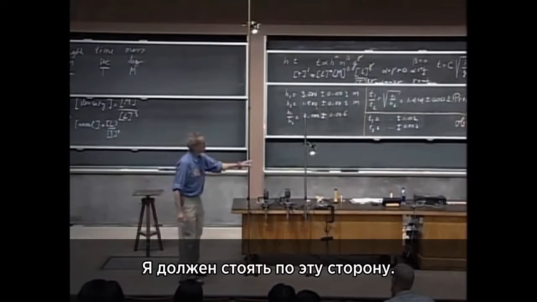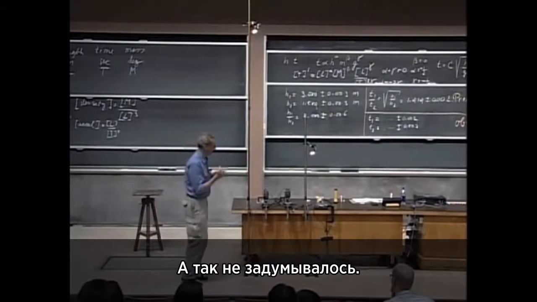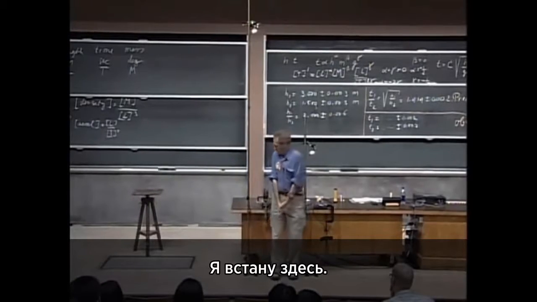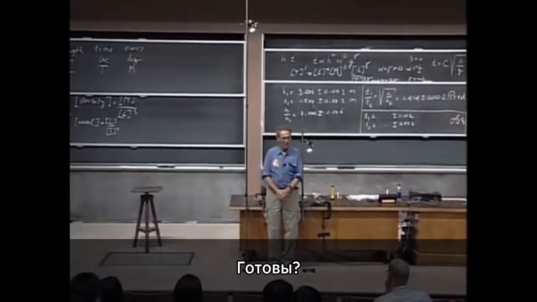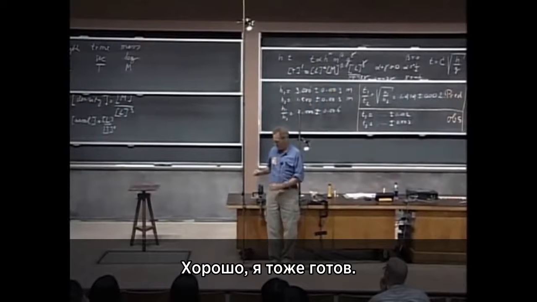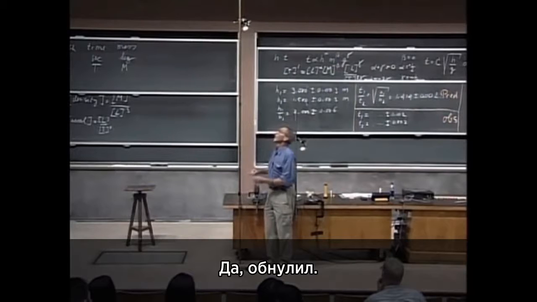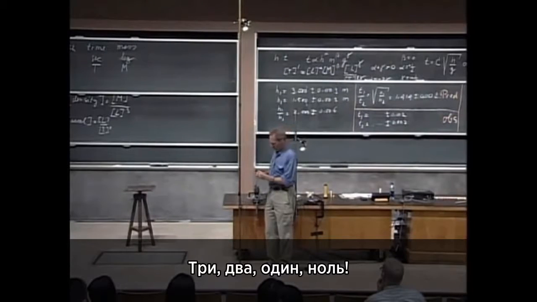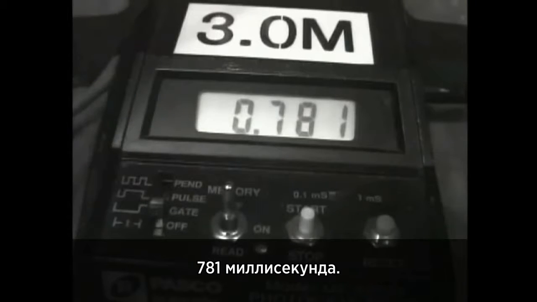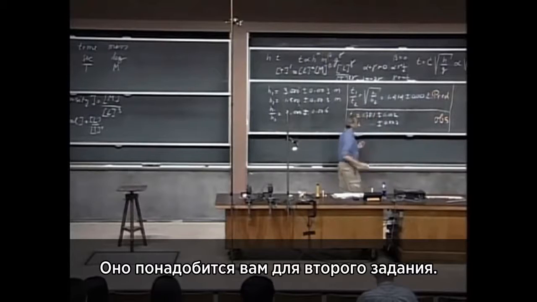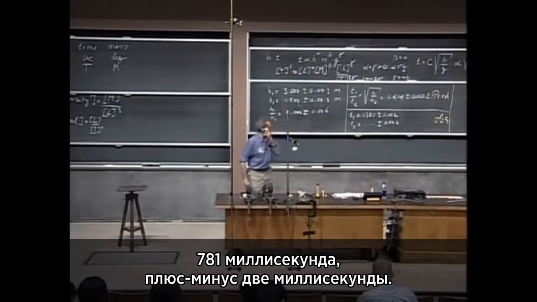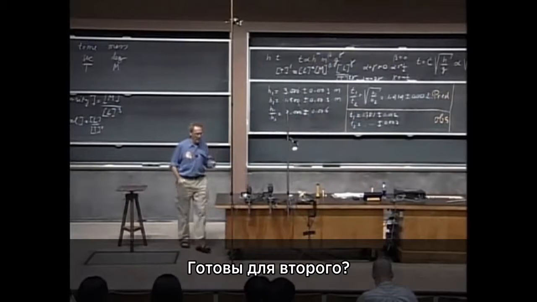The moment that it hits the floor, the time will stop. I have to stand on that side, otherwise the apple will fall on my hand. That's not the idea. Stand here. You ready? Okay, then I'm ready. Everything set? Make sure that I've zeroed that button. Yes, I have. Okay, 3, 2, 1, 0. 781 milliseconds. So this number, you should write it down because you will need it for your second assignment. 781 milliseconds with an uncertainty of 2 milliseconds. We're ready for the second one.